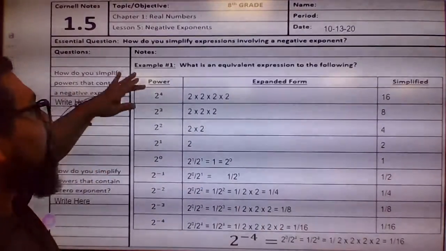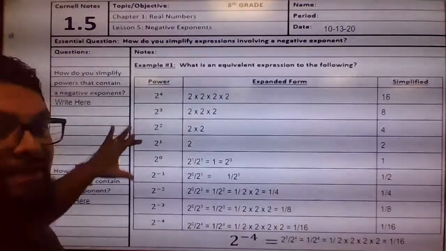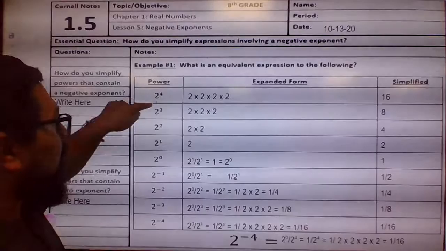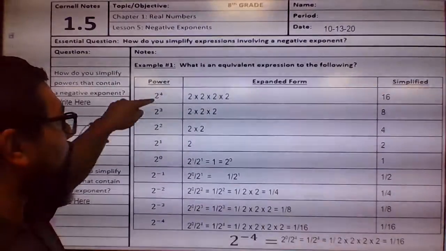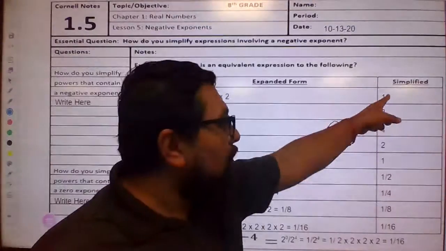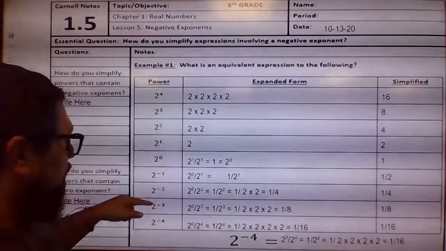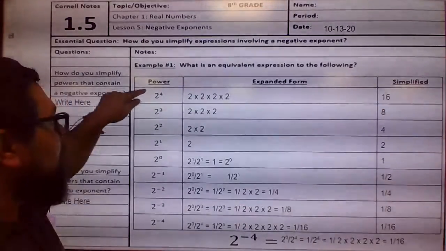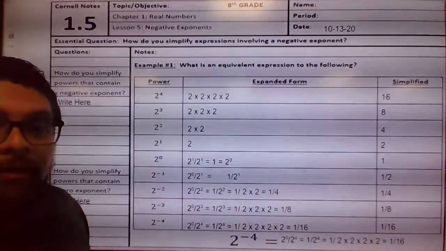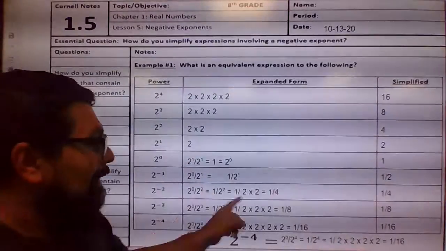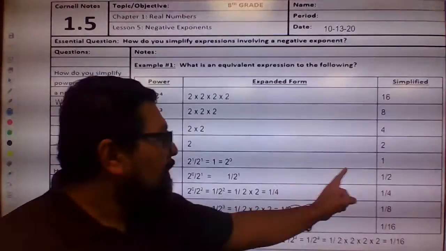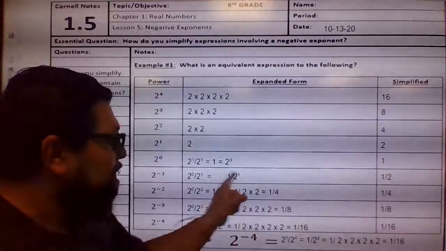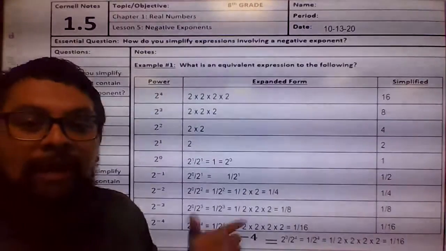So regardless of what the base is, the base could be 3 to the 4th, 3 to the 3rd, or 5 to the 4th, 5 to the 3rd, whatever this number is, it's going to go down once you keep decreasing the exponents. So this is just an explanation of how we get from here to here. That's what this means.